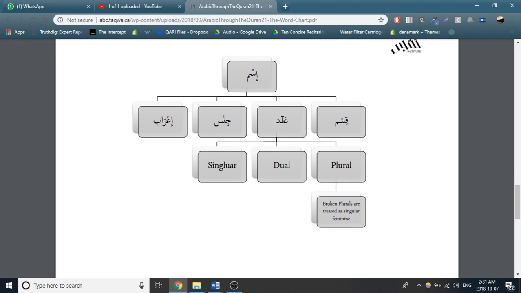Third is adad, which is number, and they're simply singular, dual, and plural. That's pretty much all you have to say: singular, dual, and plural. And remember, for plural, there is broken plurals, which are treated as singular feminine. So anything pointing to them or describing them are going to be singular feminine, right?